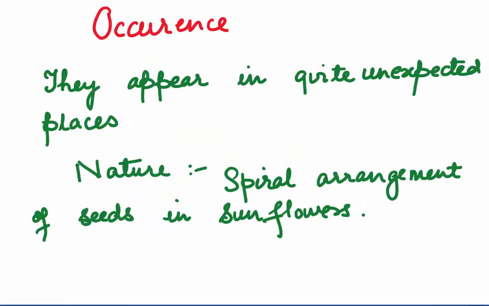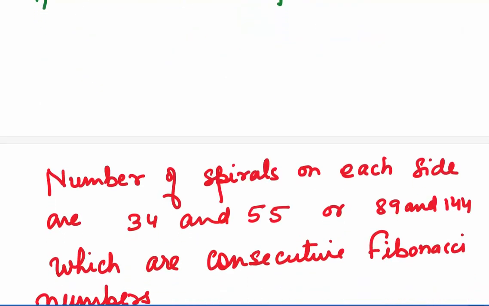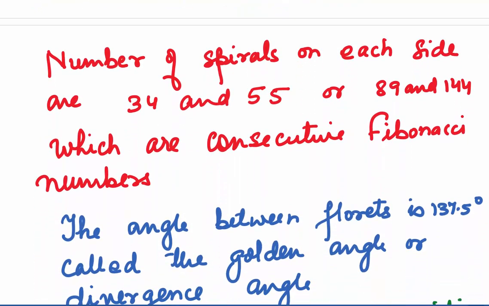In the previous video, we had already defined what Fibonacci numbers are, some of the identities and some results. Now let's see where they occur. They appear in quite unexpected places. First of all, in nature, the spiral arrangement of seeds in sunflowers. In sunflowers, the number of spirals on each side are either 34 on one side and 55 on the other side, or depending on the size of the sunflower, 89 and 144.